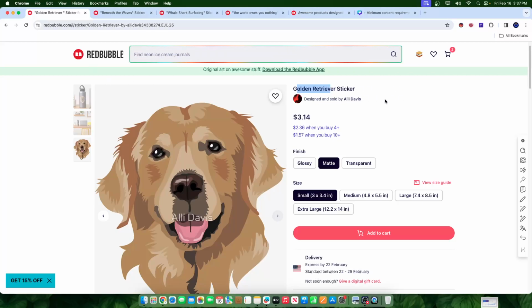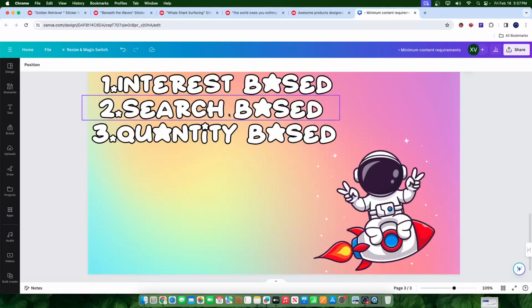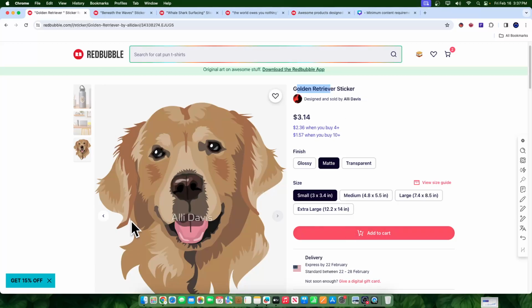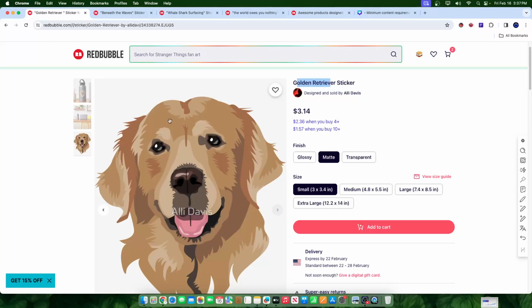Now, it becomes an interest-based design, and it has a little bit of interest involved within it. Why? It's because this is not the only golden retriever sticker on the market. There are other ones. In fact, there are probably tens of thousands. And the difference between someone selecting this and another golden retriever sticker depends on the art that they're seeing in front of them and what they decide to choose. This is why it is primarily first search, but secondary interest.